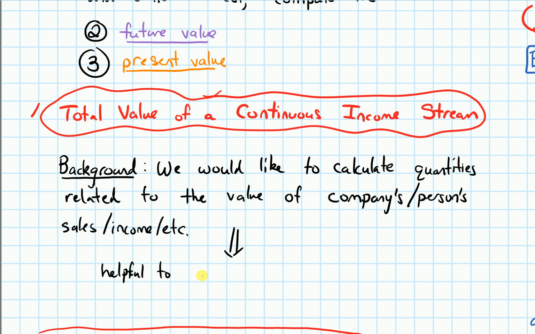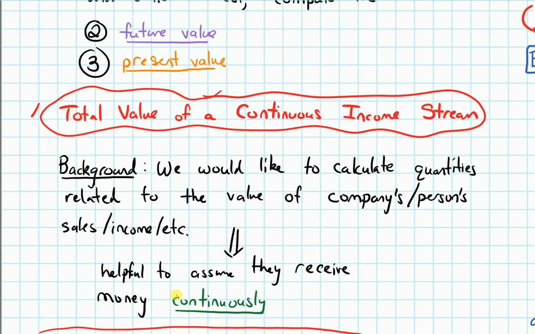to assume they receive money continuously. So we're going to be assuming that they're not just receiving money every year or every month, that they're receiving money continuously, because it turns out this is nice for the sake of computations.